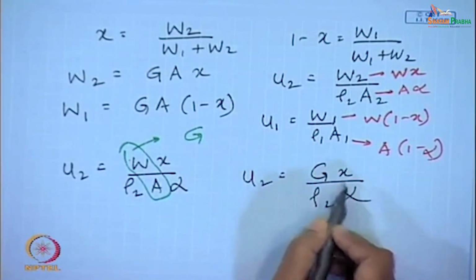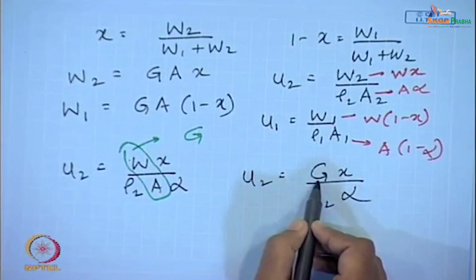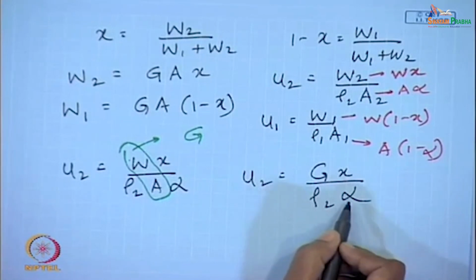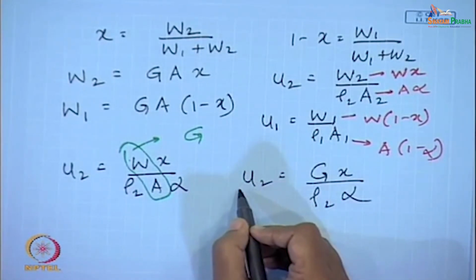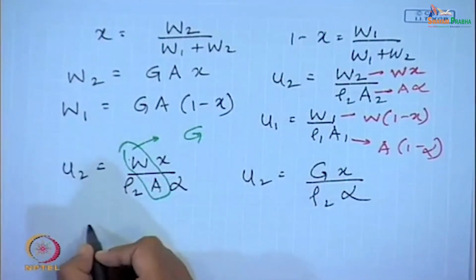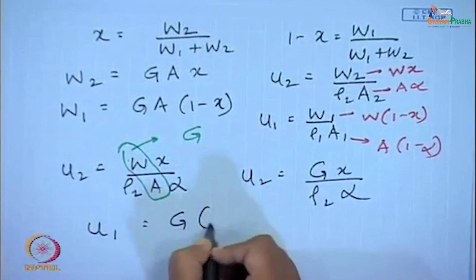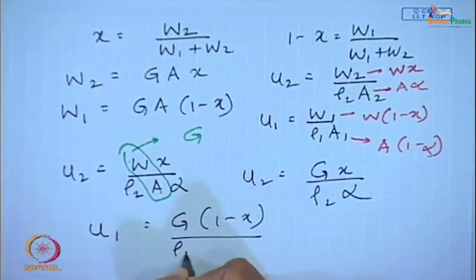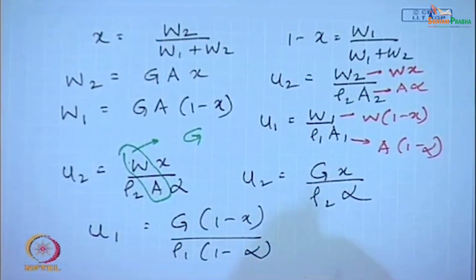So, this shows that X is an input parameter, G you already know if you know the total mass flow rate and the total cross sectional area, rho 2 is a measurable parameter. So, if you measure alpha, you can find out U2, if you measure U2, you can find out alpha. So, among the variables on which you have no control, you can find out a relationship. Same way for U1, you can write this will be G into 1 minus X by rho 1 into 1 minus alpha. This can very well be written down, agreed?